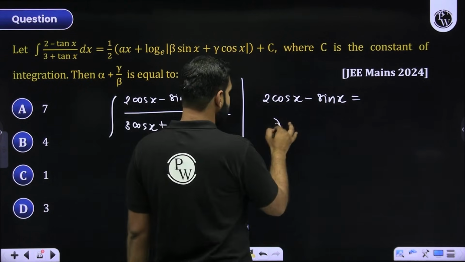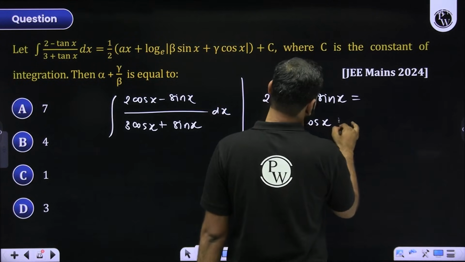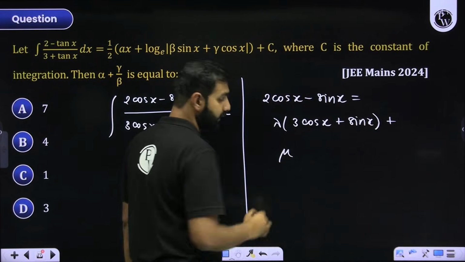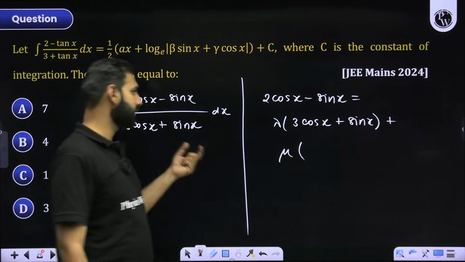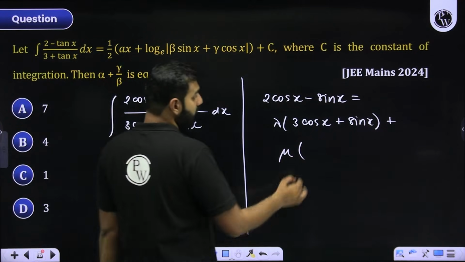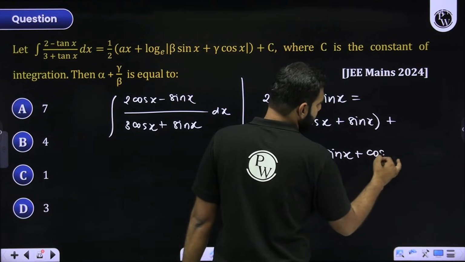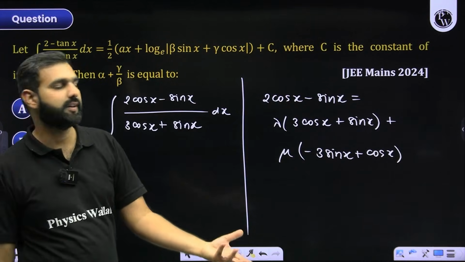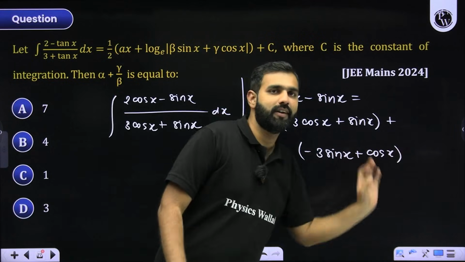So lambda times the denominator means what? Lambda times 3 cos x plus sine x plus mu times the derivative of the denominator. So the derivative of the denominator means what? 3 cos x plus sin x. The derivative is going to be minus 3 sin x plus cos x. Now here I need not write another gamma here because there is no constant term neither in the numerator nor in the denominator. So I need not introduce another variable or a constant here.